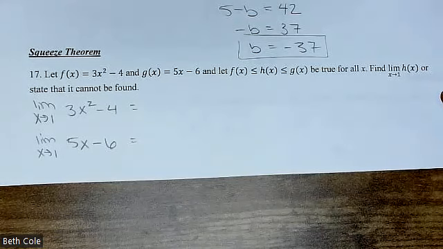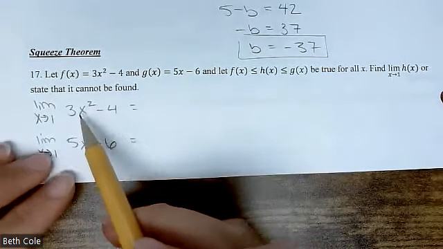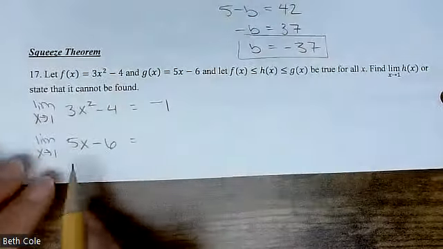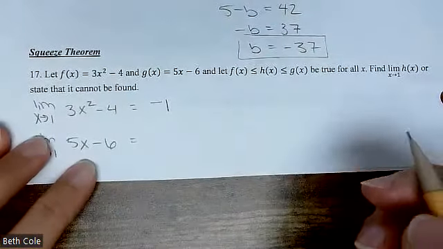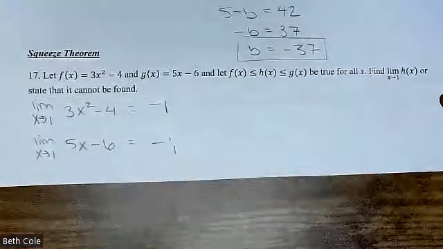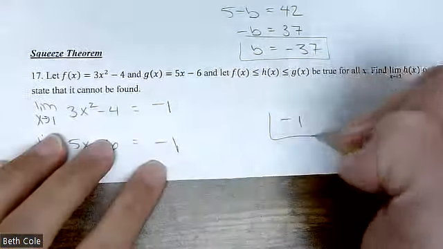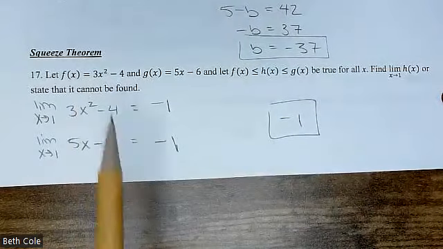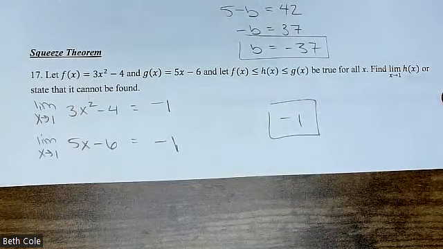So if you plug 1 into the first one, what do you get? -1. And if you plug 1 into the second one, oh my gosh, that means our answer is -1. If they came out different, you would say we can't get an answer. We don't have enough information to answer the problem.